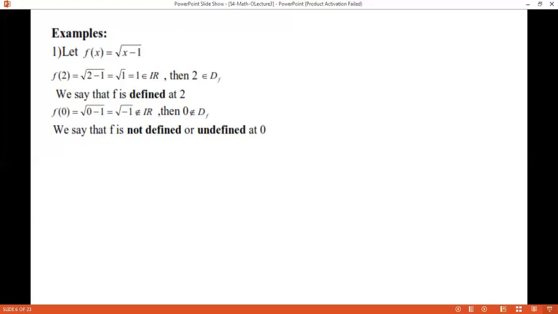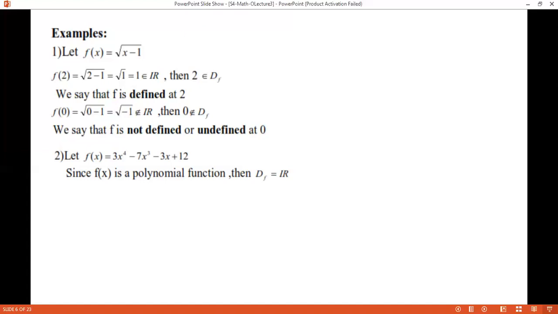I'm going to start first with polynomials. What if the function is a polynomial? And you know that it's a polynomial whenever you have a variable, the same variable, but with different degrees. For example, f of x equals 3x to the power 4 minus 7x to the power 3 minus 3x plus 12. So the only variable is x, and x is to the power of degrees. Those degrees are whole numbers. So since f of x is a polynomial, then the domain of definition is R, or minus infinity to plus infinity.